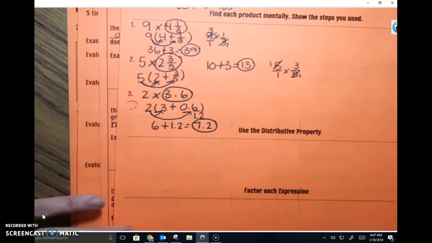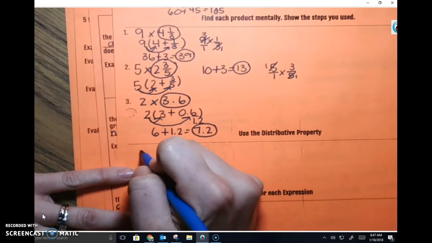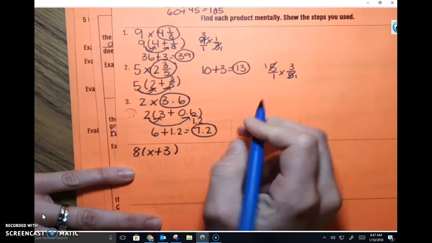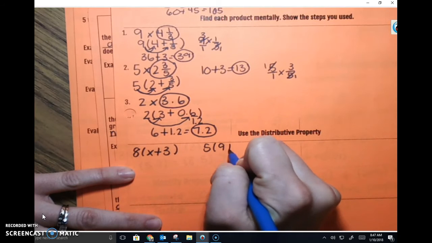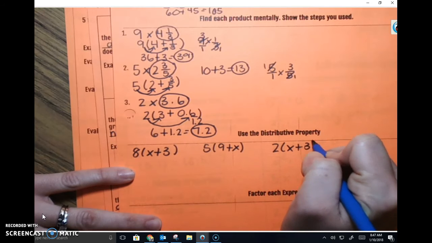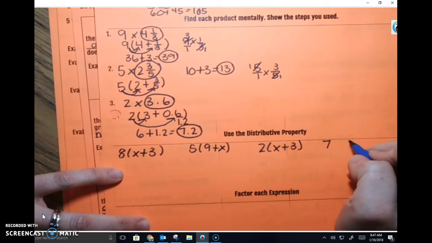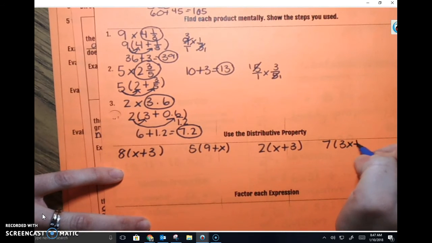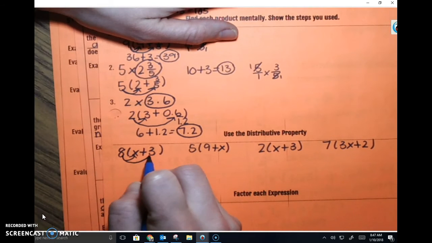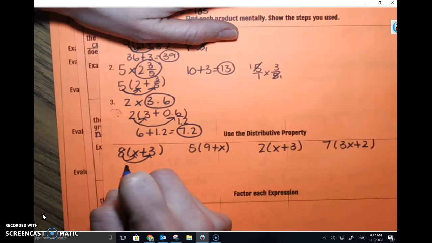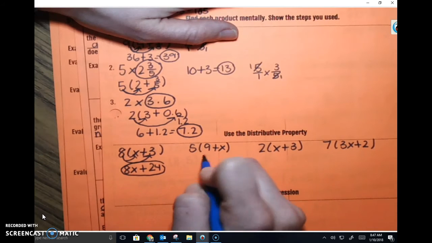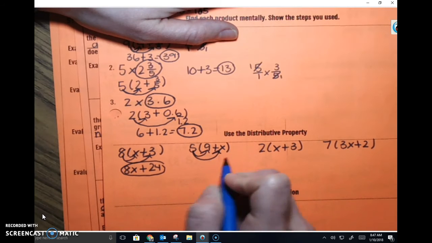Okay, now we're going to do the distributive property. We're going to write 4 problems out across the top, and I'll just start with the problems. We have 8, just like that. Here's the second one. Okay, so we're just using the distributive property, so we're going to multiply the outside number with the inside numbers. So 8 times x is just 8x. 8 times 3 is 24. That's your answer.